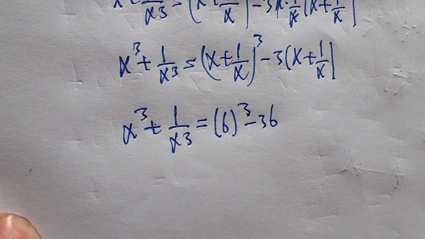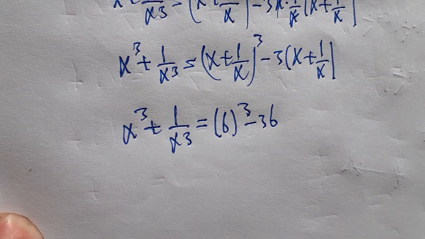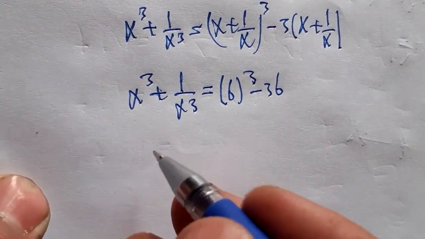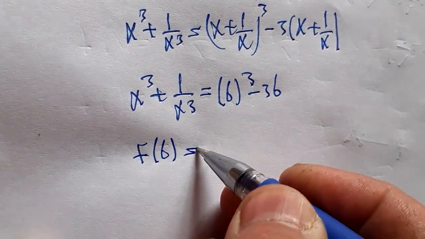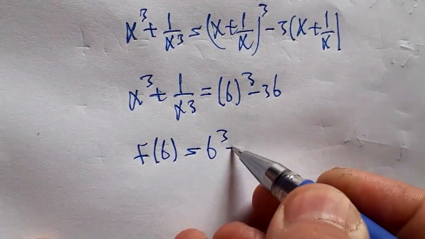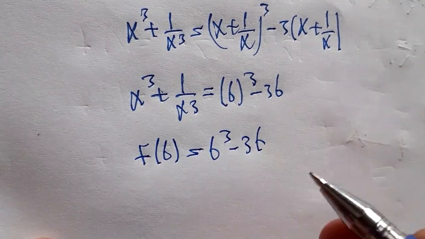In the third step, we substitute the result into the function and get a simple function of the new variable, f of t equals t cubed minus 3t.